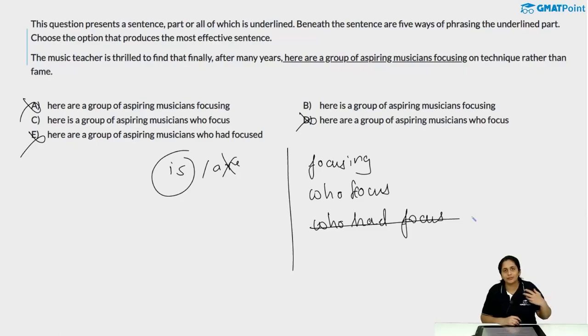Now, would a music teacher be thrilled only if they are focusing at the moment on technique, or would he be happy if they focus all the time on technique over fame? He'd be happy if they are doing this at all times as such, not just currently. From the meaning of the sentence, we understand that he is happy to have them because they put more importance on technique than fame. So it is something that they do habitually or at all times, which means that we have to use the simple present tense, "who focus," rather than "focusing." So clearly the correct answer is option C.